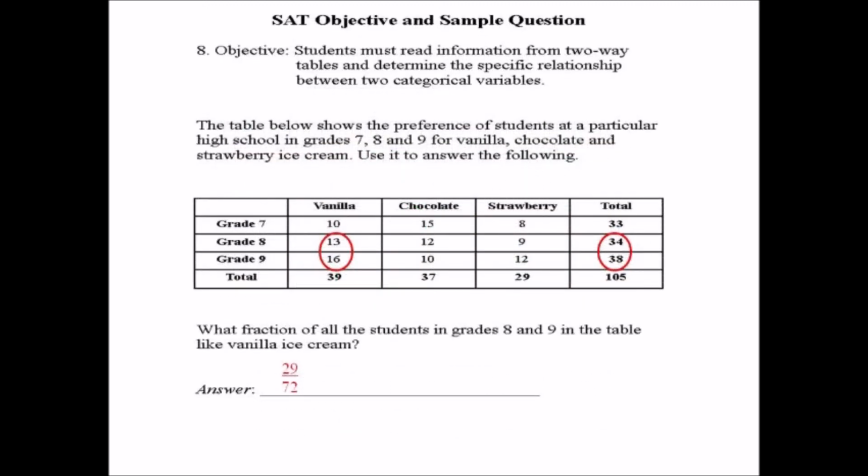Number 8. And they say what fraction of all the students in grade 8 and 9 like vanilla. So go to 8 and 9, 13, 16, and then go to the totals for 8 and 9, 34, 38. So then you add, you get 13 plus 16 is 29, 34 plus 38 is 72, 29 over 72. That's your answer for the fraction. You must be able to isolate the information you need and then use it to answer questions like this.